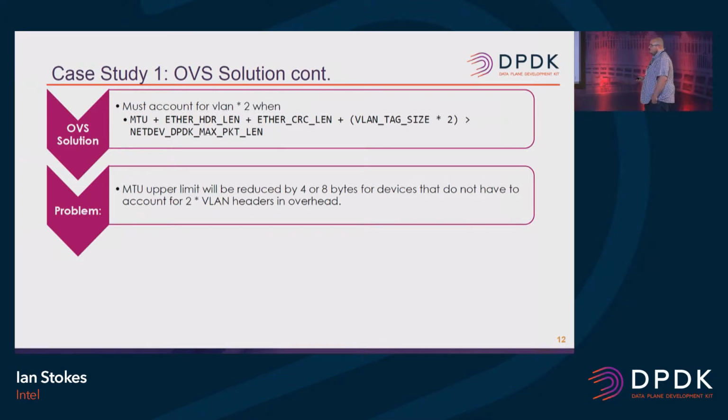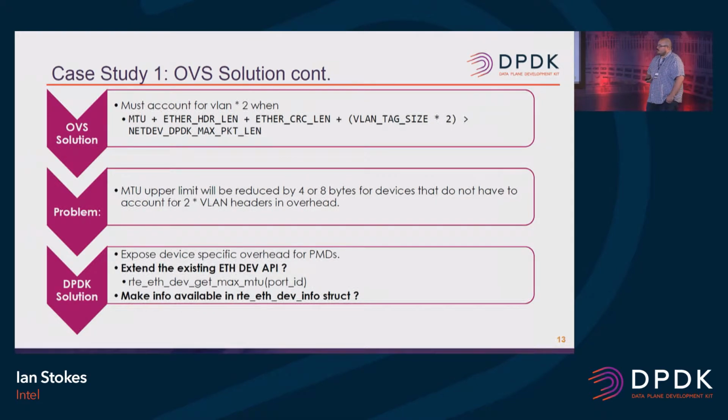And why is that? Why are we provisioning for the worst case scenario in this case? And I guess that leads to the solution, really, the DPDK solution. I think from the OVS community call, when we spoke through it, we said it would be really nice if we could expose these device-specific overheads for the PMD. It could be done a number of ways.